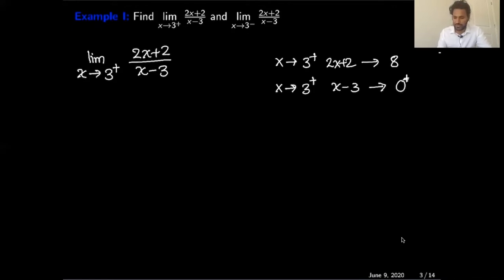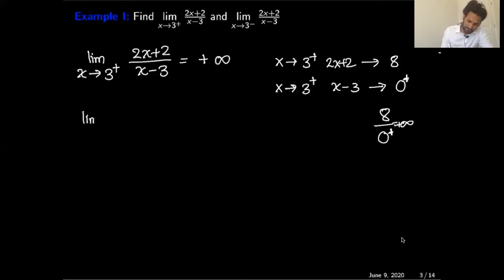So if I divide these two numbers, I would have 8 over 0, a number very close to 0. When the denominator is really small, that number is really large. So this will be a really large positive number. So that limit will be positive infinity in the output.